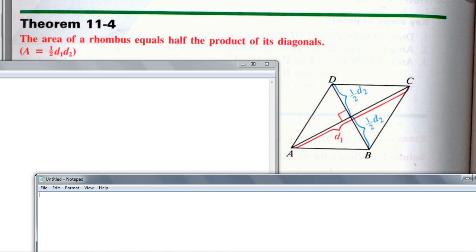4 times 6. What's 4 times 6? Divided by 2, which is? Okay, you know how to do that, right? You don't distribute that half. Some of you keep on saying, do I distribute that half to both of the diagonals? No. Okay, then you get it wrong.